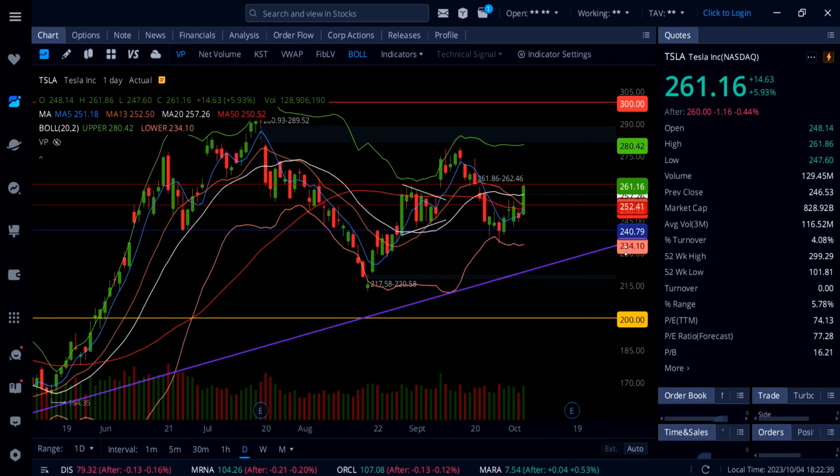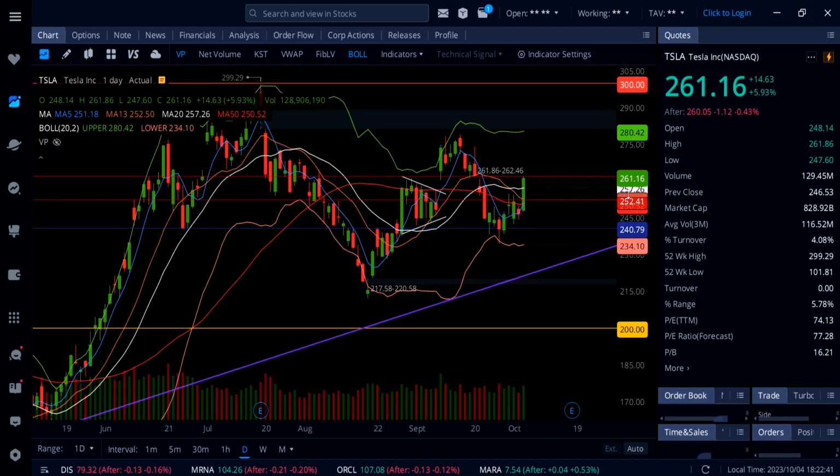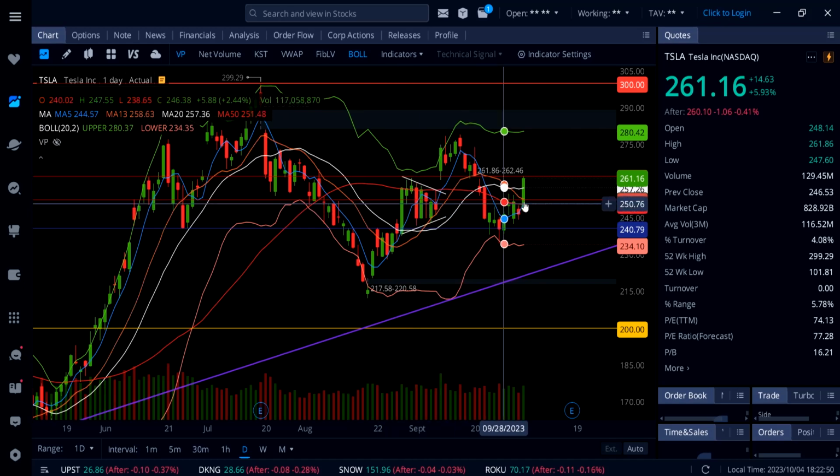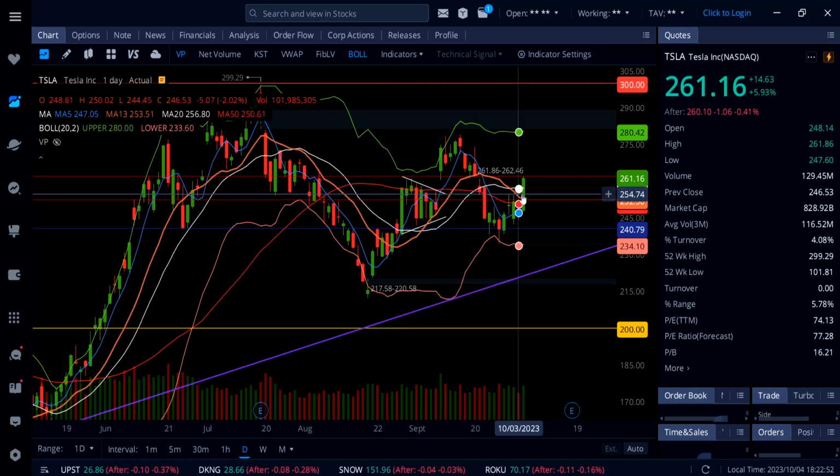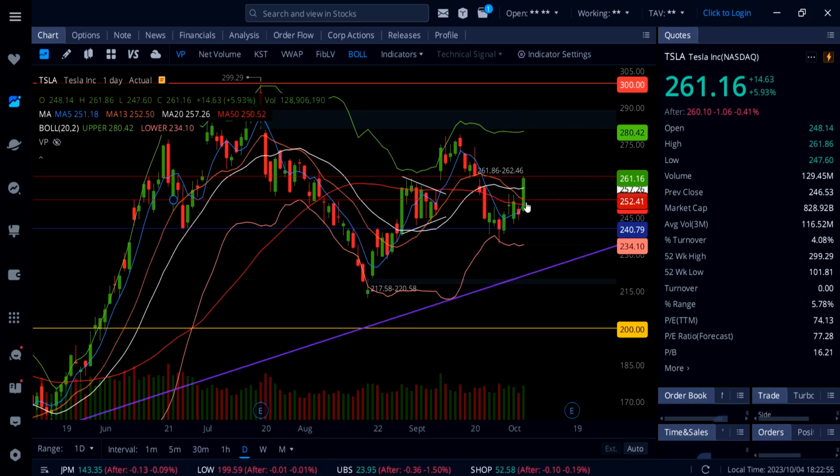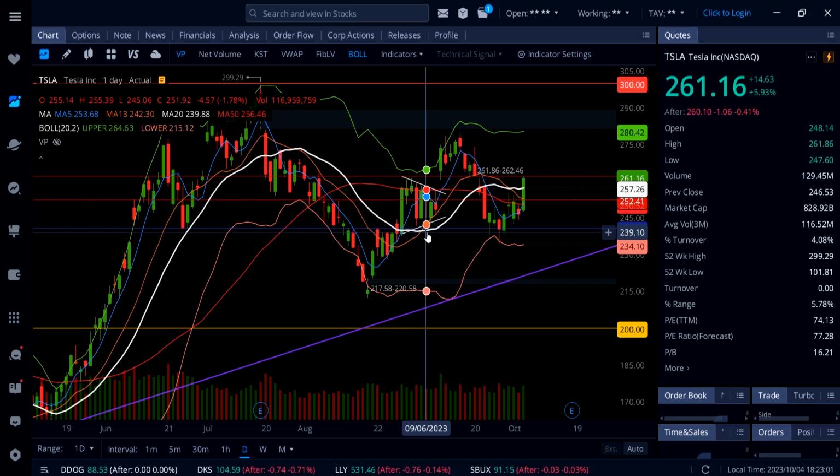Now to the downside, we do have support down here, 257, 20-day moving average here on Tesla, and below that 252 down here for tomorrow. And if Tesla breaks all these levels right here, 252 and 257, then watch out for a move all the way down to 250 and then 240 to 241 all the way down here.